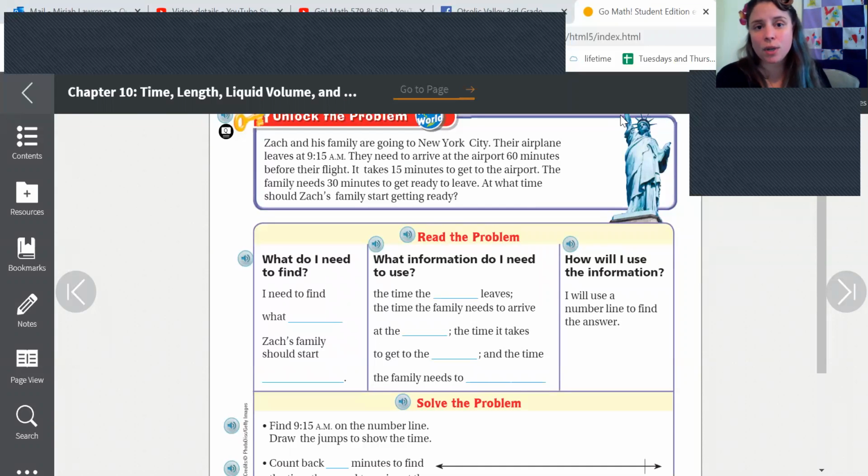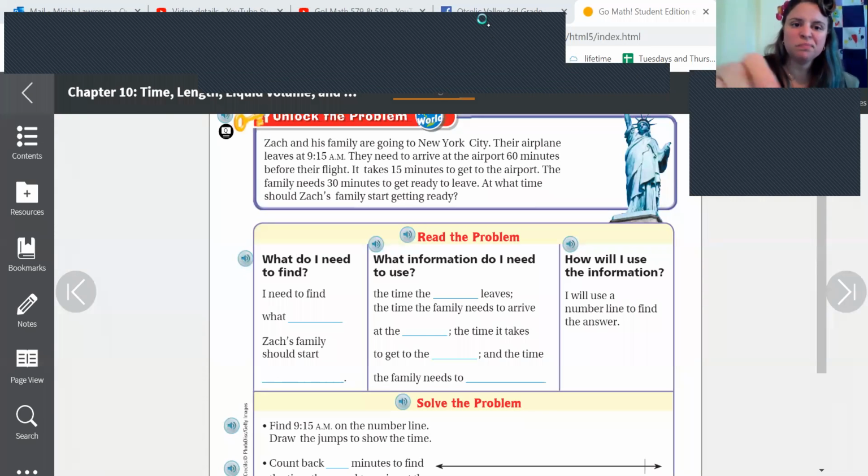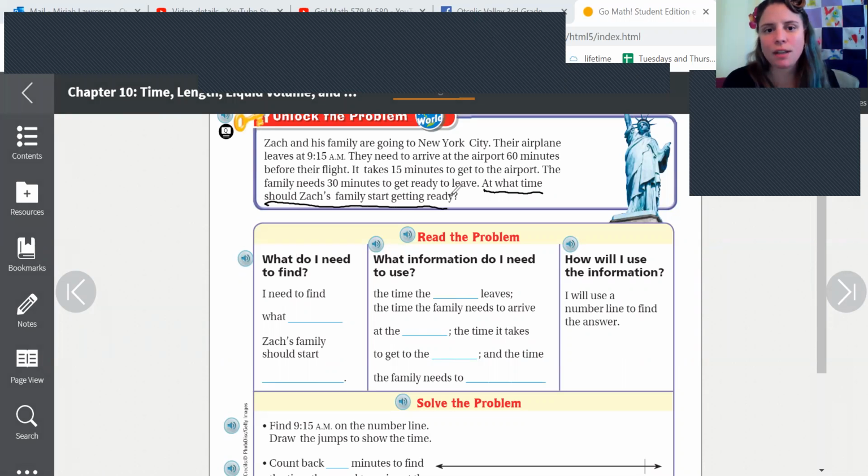So the first thing we always do with a word problem is we go back and we underline what it's asking us to find. Okay, so at what time should Zach's family start getting ready? And now we need to go back in and find all the information that's really important, okay?